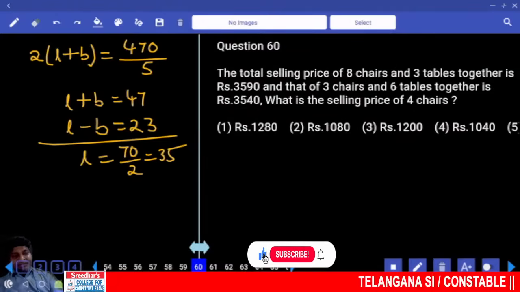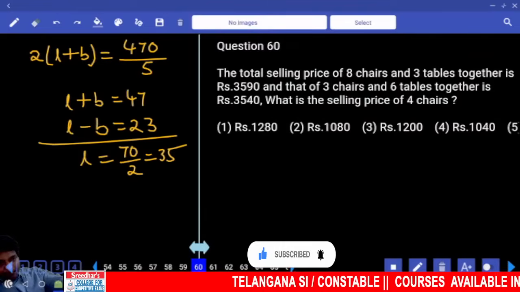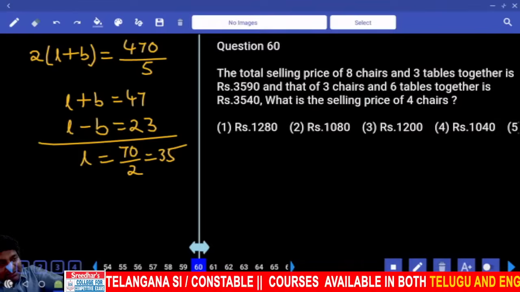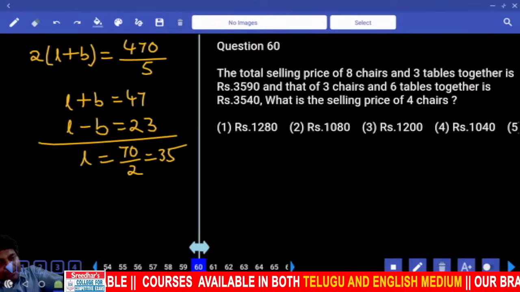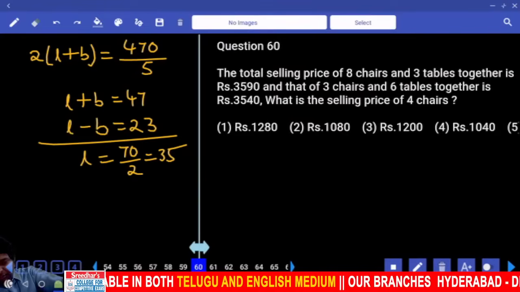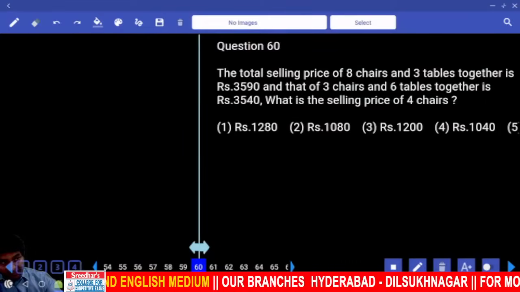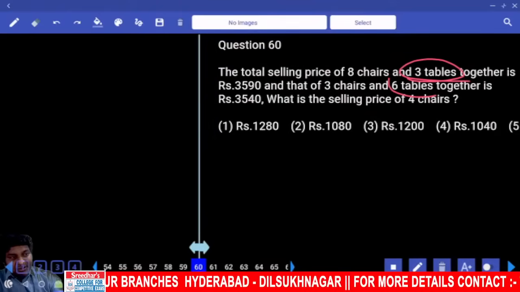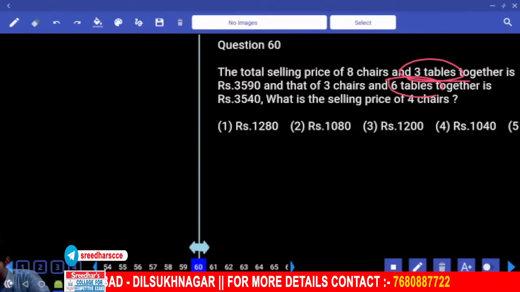The total selling price of 8 chairs and 3 tables together is 3590. Of 3 chairs and 6 tables together is 3540. What is the selling price of 4 chairs? If you want to calculate chairs, you must cancel the tables. How many tables are there in the first one? Second one. So to make them equal, the first should be multiplied by 2 only.